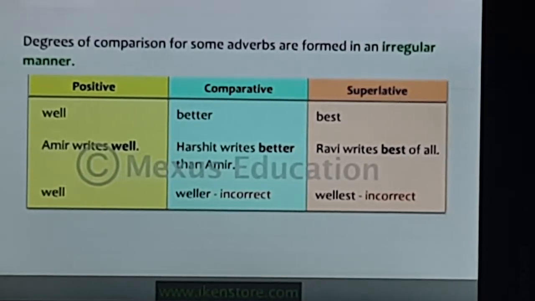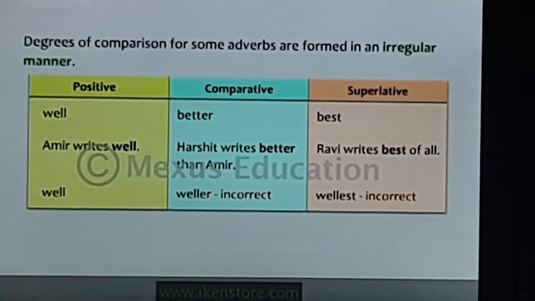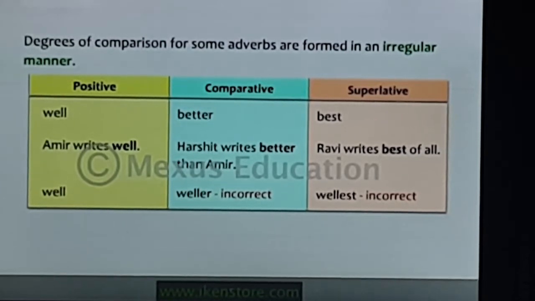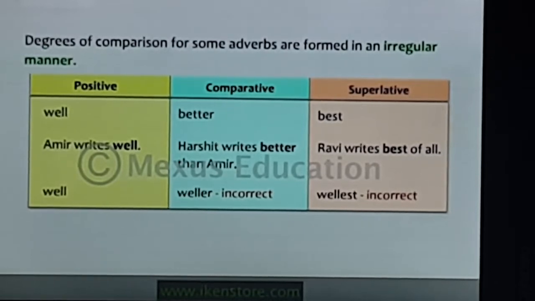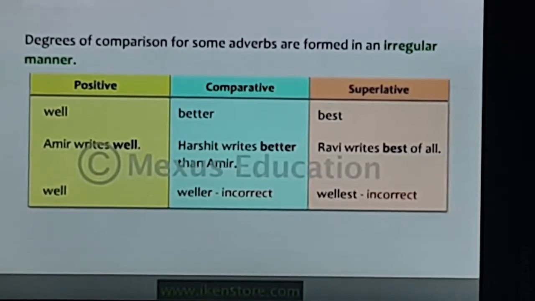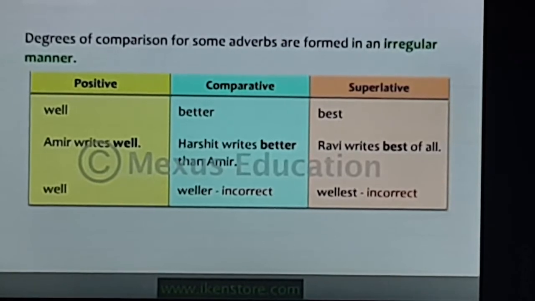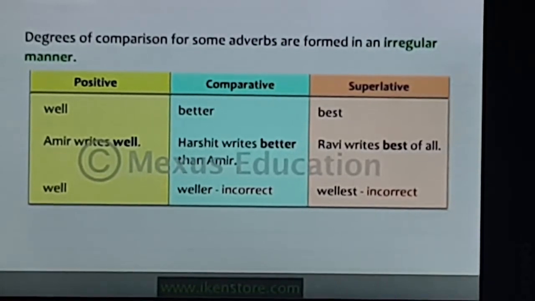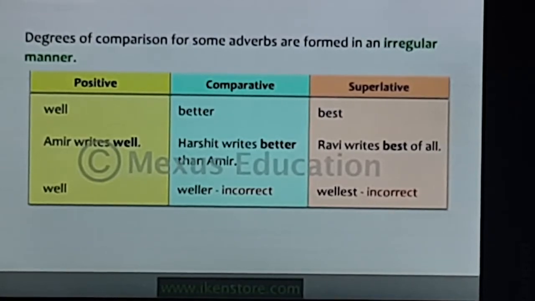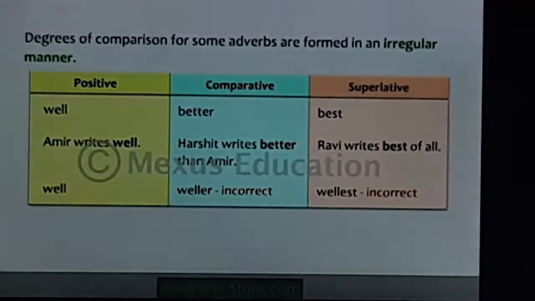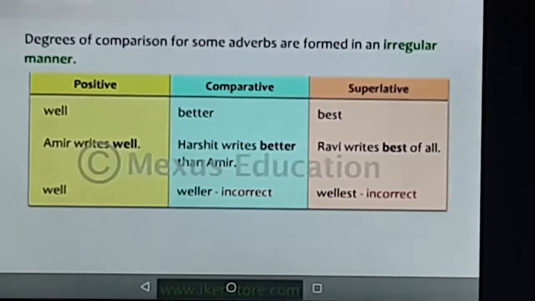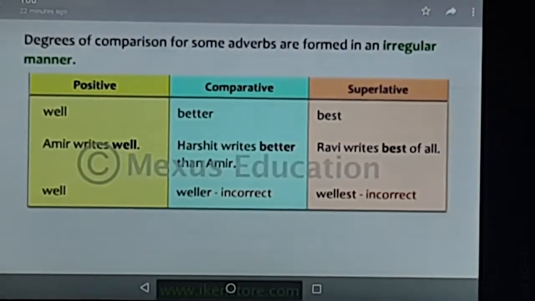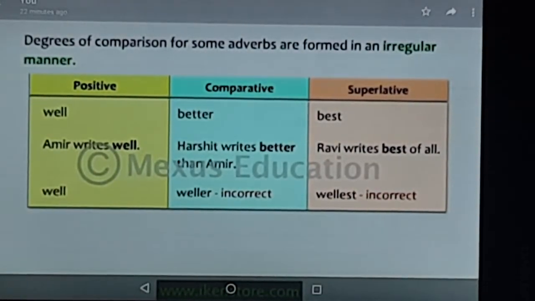Like you remember, in adjectives there is an adjective good that changes into good, better, best. Similarly here the word well changes into better and best. Also, if we use the word good, she writes good, then it also can be changed into better and best. Amir writes well, Harshit writes better than Amir, and Ravi writes best of all.